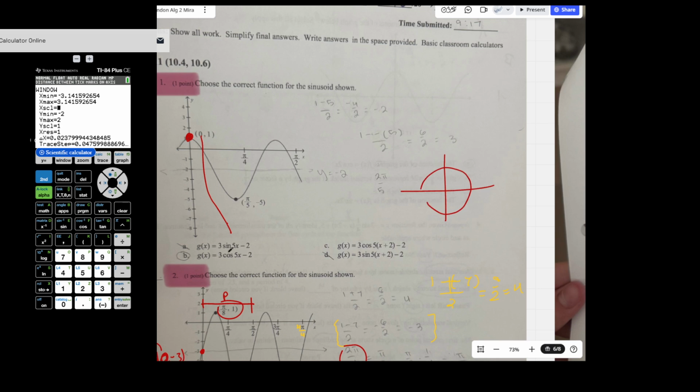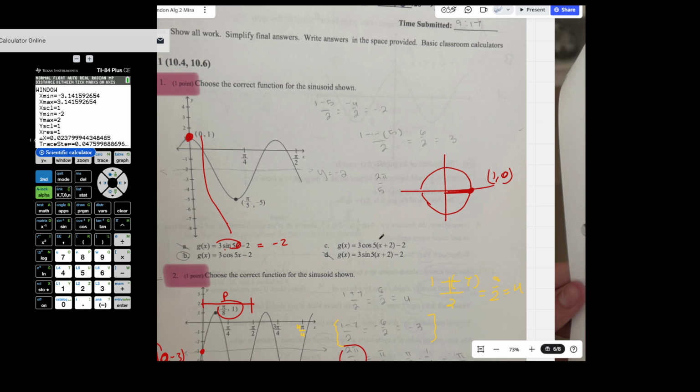So I'll plug it into this one. If I plug in 0, I get sine of 0. So that's where you got to know your unit circle. 0 degrees is right there. Sine of 0 is the y coordinate, which is 0. So this whole thing turns into 0, so it's -2. So this one gives me a y coordinate of -2 at 0. So that's not that point.